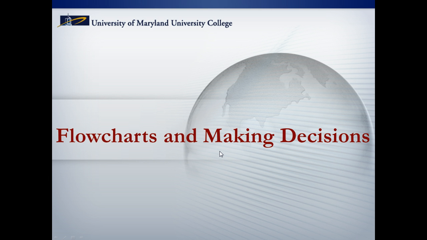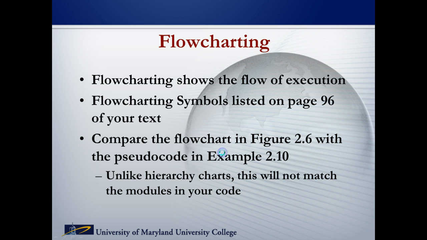So this week we're going to be talking about some flow charting and making decisions in our code. If you look at page 94 in your text, it starts talking about flow charting and how a lot of that stuff is put together. Page 96 in your text talks about the specific flowchart symbols that we're going to be using. Now, different flowchart applications have different symbols, but these are the basic symbols, and these are the ones we're going to use in this class.